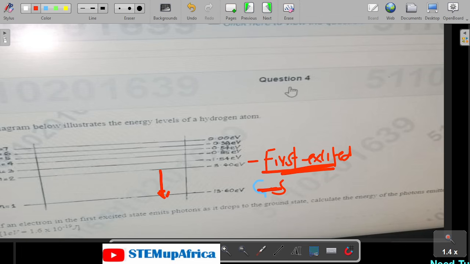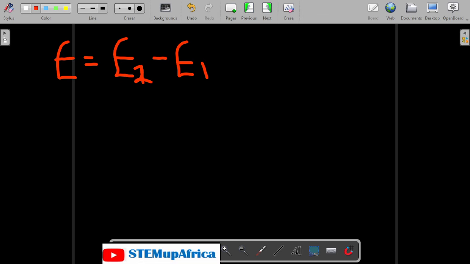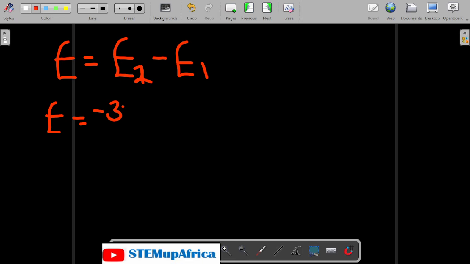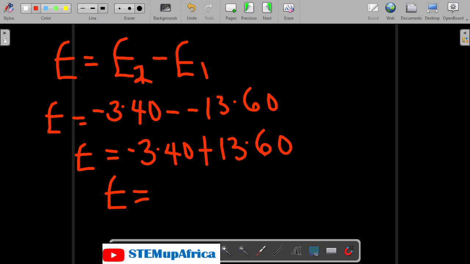So from there I can determine the energy. The energy now would be E2, which is the excited state, minus E1, which is the ground state. The value for the excited state is minus 3.4, while the ground state is minus 13.6. So E is minus 3.40 minus minus 13.60, which gives minus 3.40 plus 13.60.